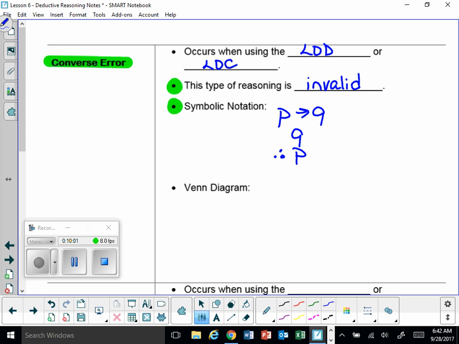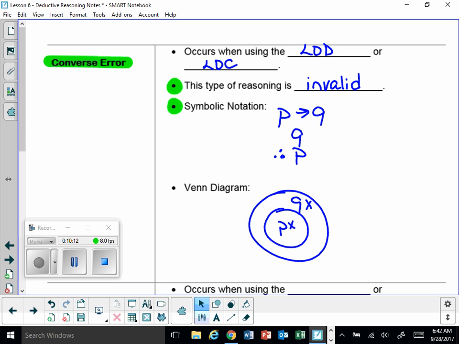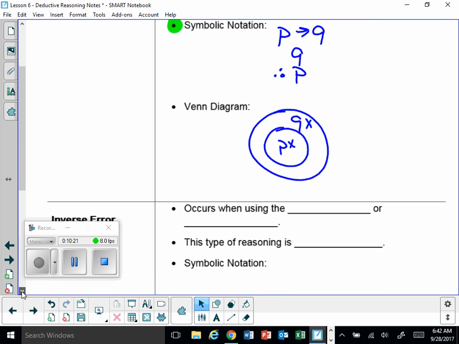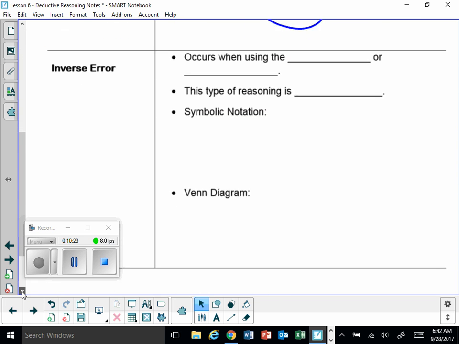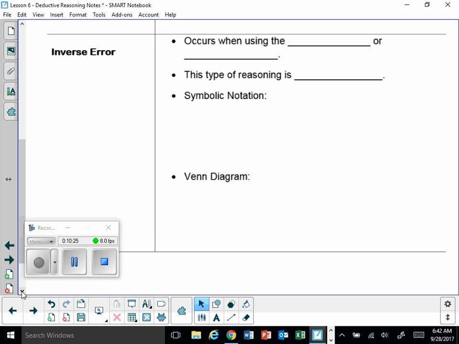Okay, so converse error. The Venn diagram for this, which I don't really care about, looks like that. Converse error is invalid, and it's kind of nice. The word error is actually in the name of this rule, which helps you remember that it's invalid. Inverse error. Converse and inverse.